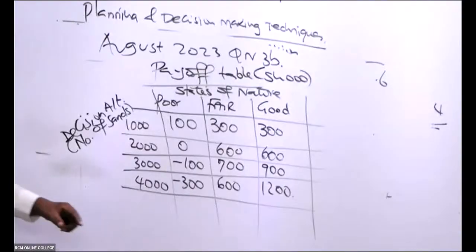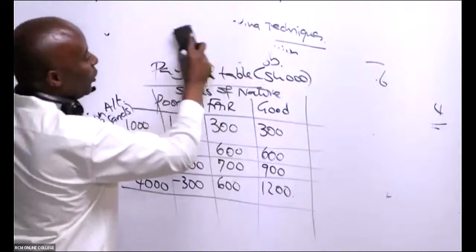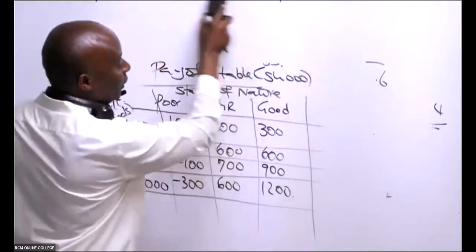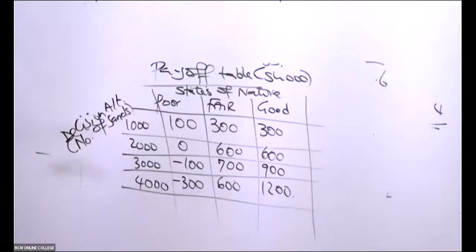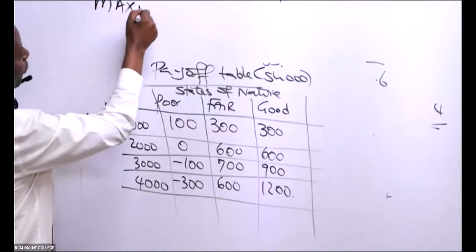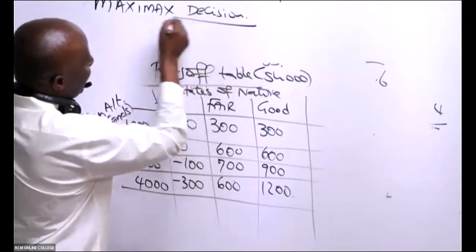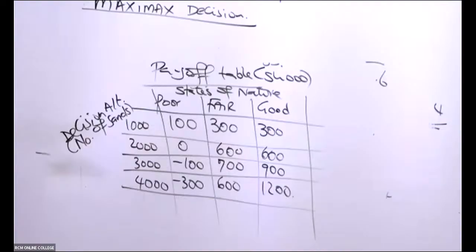Now, in answering this question, I don't want to start with maximini. I want to start with maxi. So in this case, first, let's make a maxi decision. We start with that one. I don't have to follow those questions the way they are. We make a maxi decision.